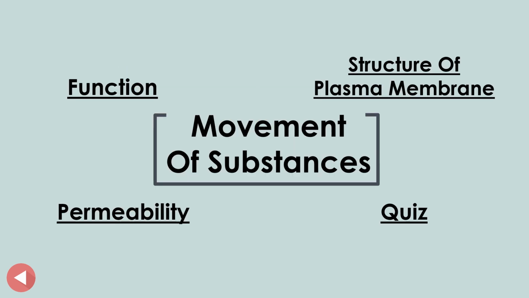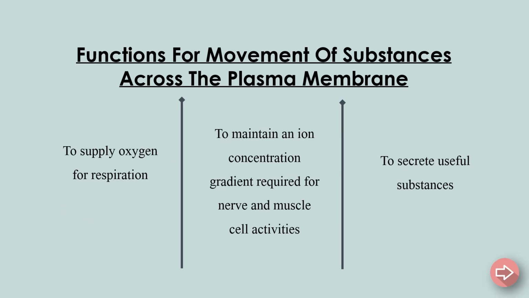Movement of substance. You can click function, permeability, structure of plasma membrane, quiz for more information. There are 6 functions of movement of substance across the plasma membrane. You can click on the next button to see another 3 functions of movement of substance across the plasma membrane.